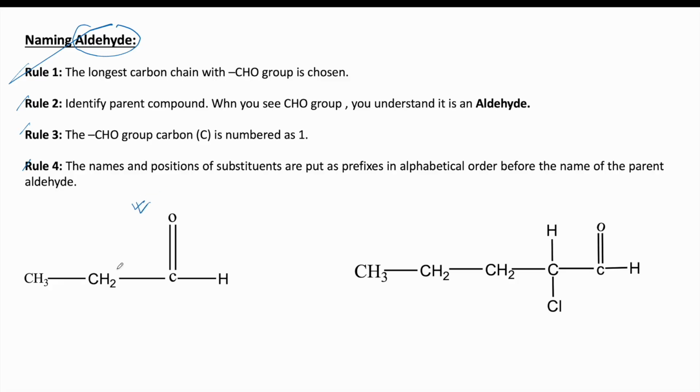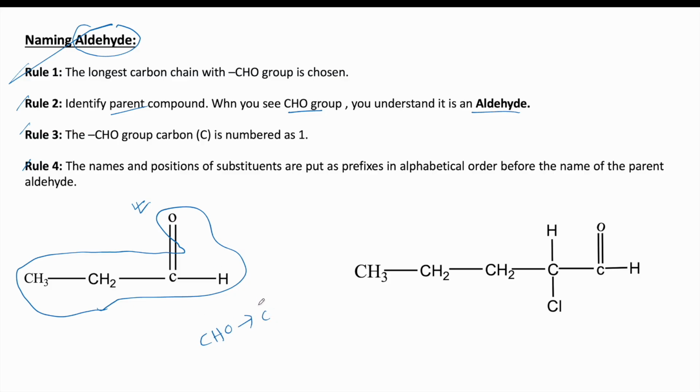As rule number one has said, the longest carbon chain with CHO group is chosen. So definitely this is the longest chain with CHO group. Alright. Rule number 2 tells us identify the parent compound. When you see CHO group, you understand it is an aldehyde. Whenever in a compound you see CHO or C double bonded OH, you understand that this is an aldehyde. So over here, you have COH, which is the CHO group. You understand that this compound is an aldehyde.